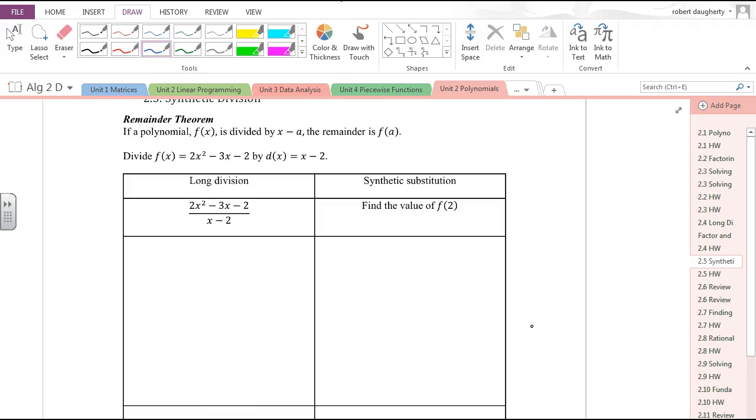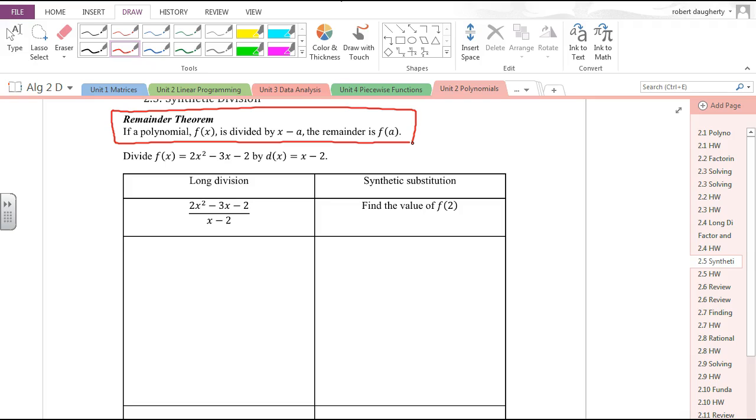So section 2.5, synthetic division. We have this remainder theorem. I'm going to talk about this in just a moment. I'll get back to this, but let's do a couple of things here. First of all, let's do this problem in long division.